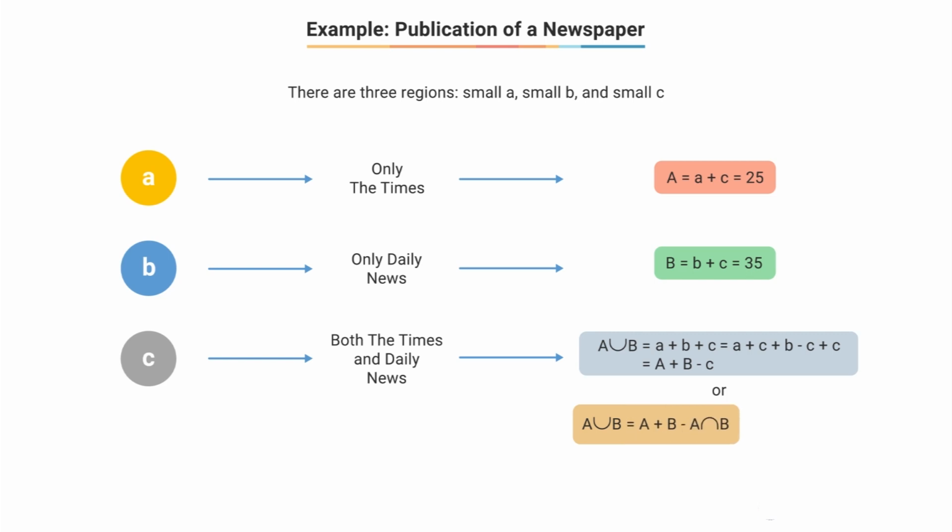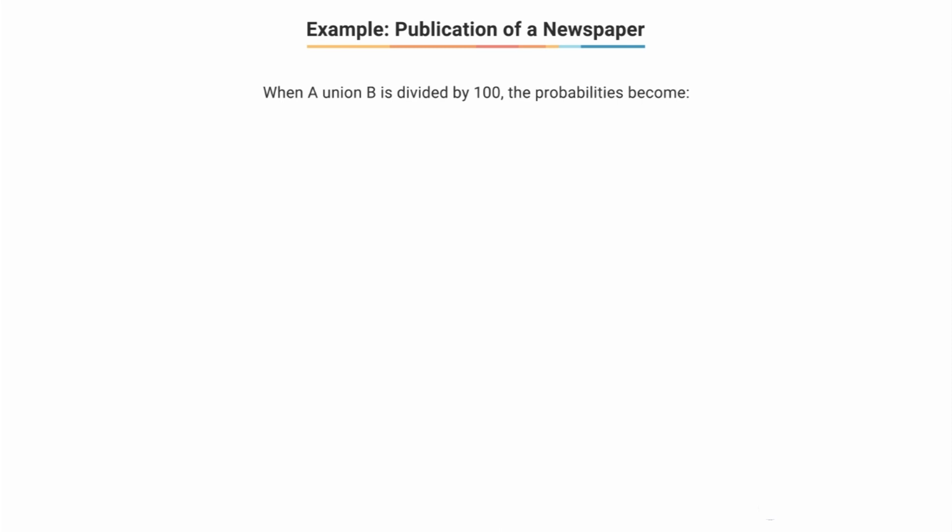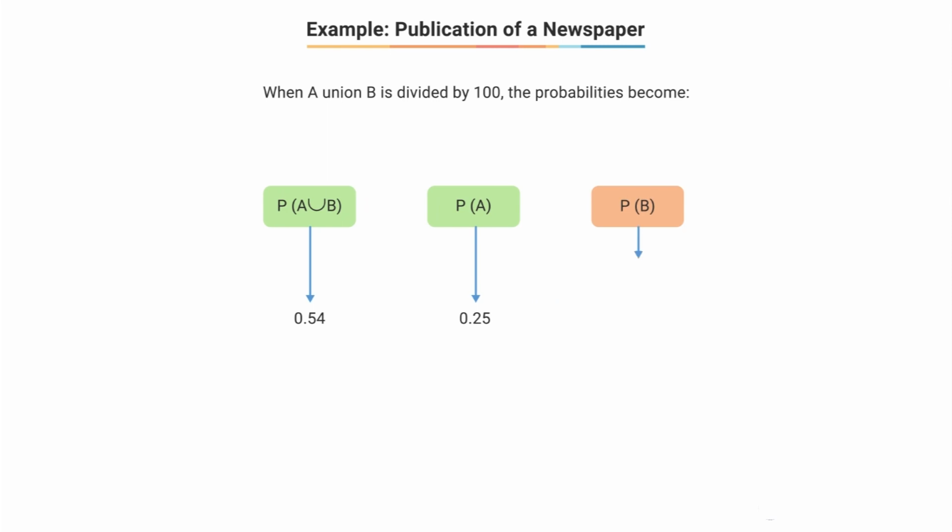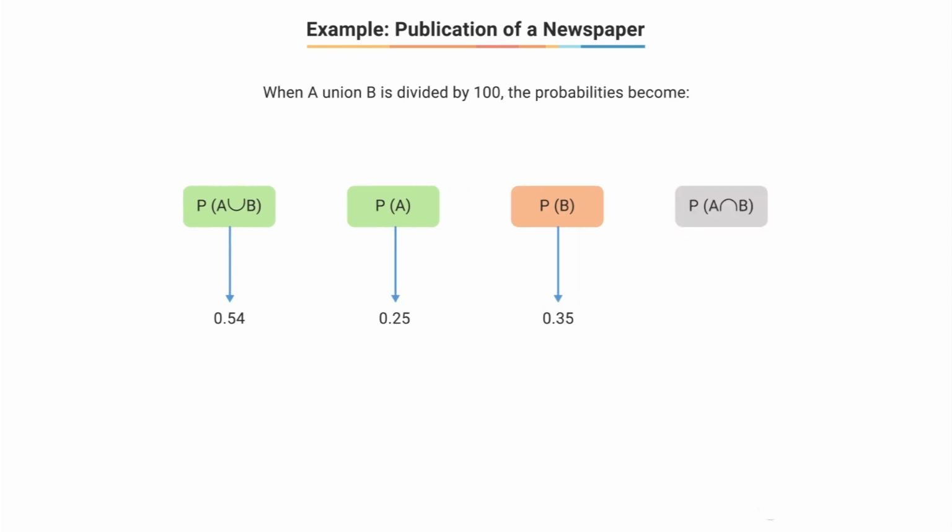In our case, this comes out to be 25 plus 35 minus 6, which is equal to 54. Now if you divide these numbers by 100, you'll get the probabilities of the different events: P of A union B becomes 0.54, P of A is 0.25, P of B is 0.35, and P of A intersection B is 0.06. When you replace the equation with probabilities, you get P of A union B equal to P of A plus P of B minus P of A intersection B.